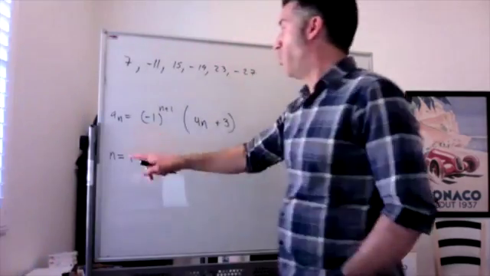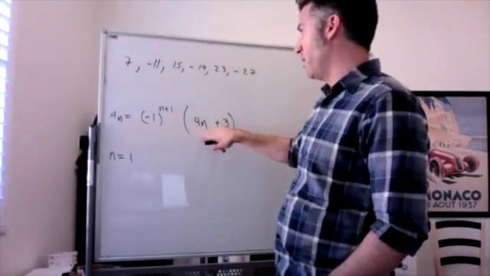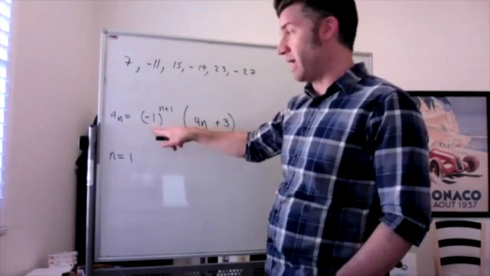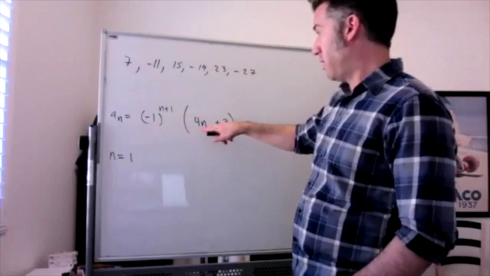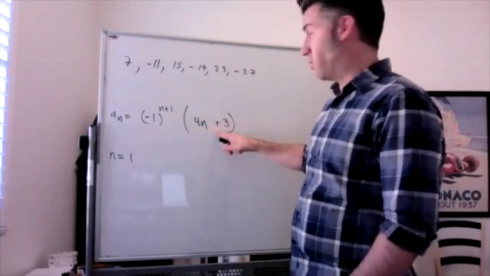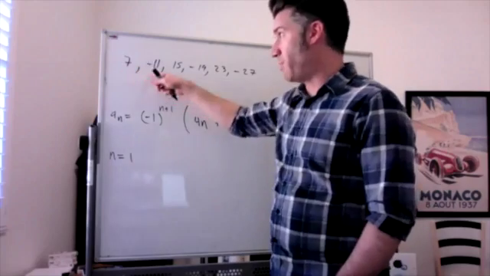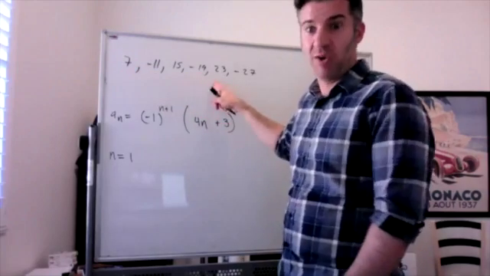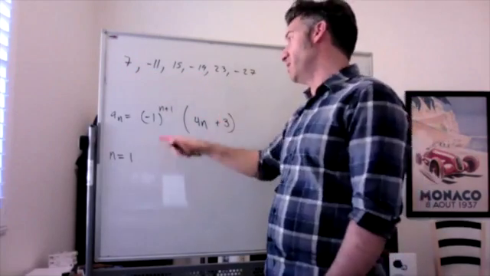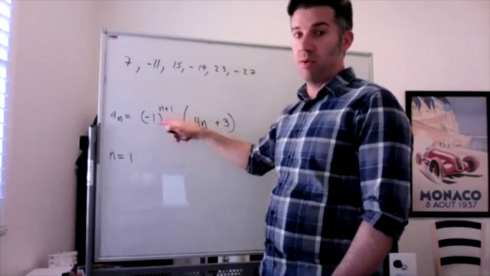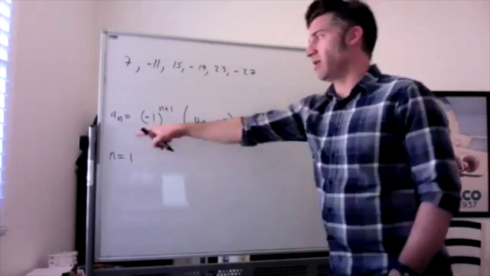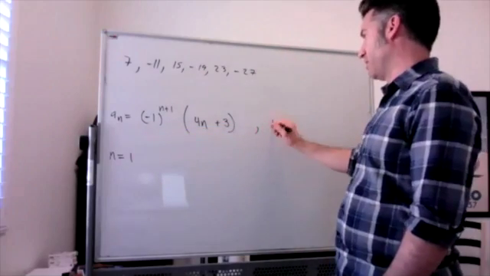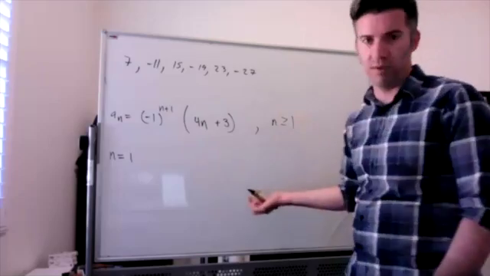If n is 1, I get positive 7. If n is 2, I get negative, right? Because it's negative 1 to the third power, which is negative. And I get 8 plus 3, which is 11. So this 4n will up it by 4 every term. And I started at 7, so I'm good. And this negative 1 to the n plus 1 will make sure it alternates signs every time. And sometimes people write something like n greater than or equal to 1 to show where they start.